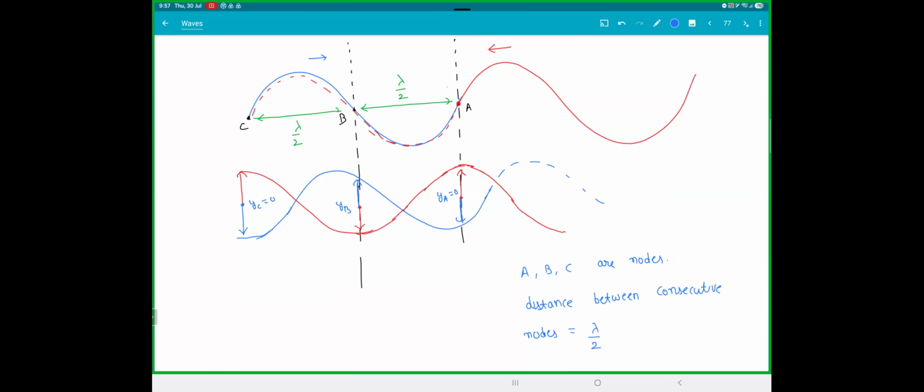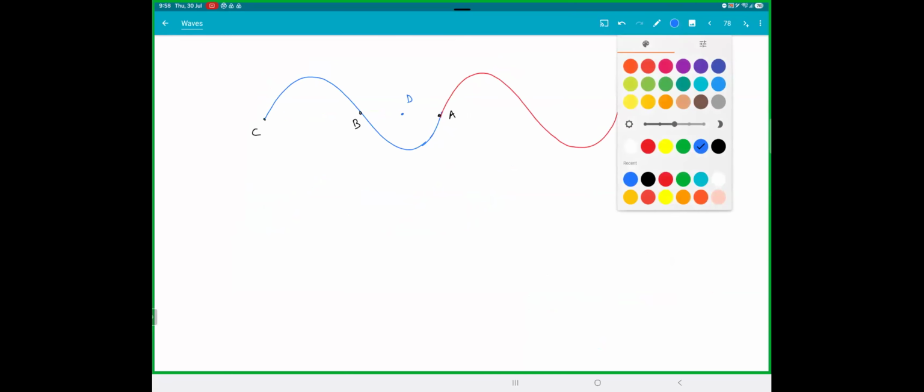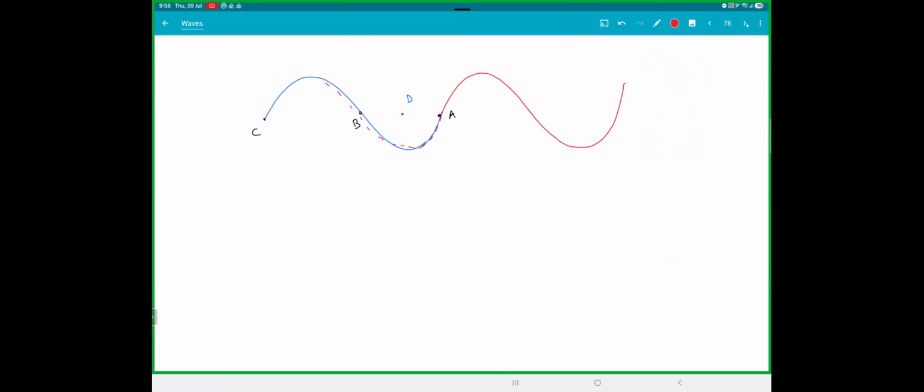Everyone clear with the pictures there? Similarly, if you look at some other point, this guy is A, this guy was B, and this guy was C. Now observe the point here, D. See what is happening. The red one is pushing you down. The blue one is also pushing you down. So here the displacement of D is double actually. It's going double the displacement.